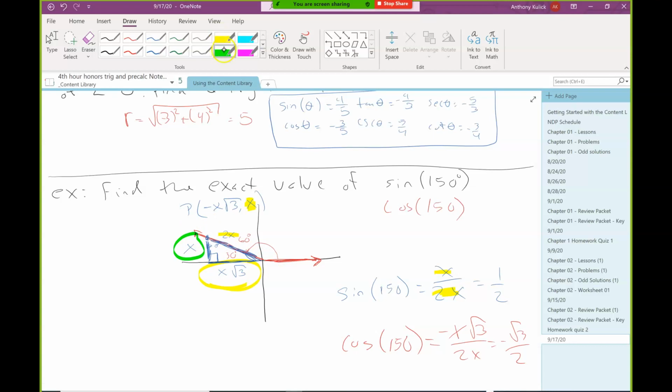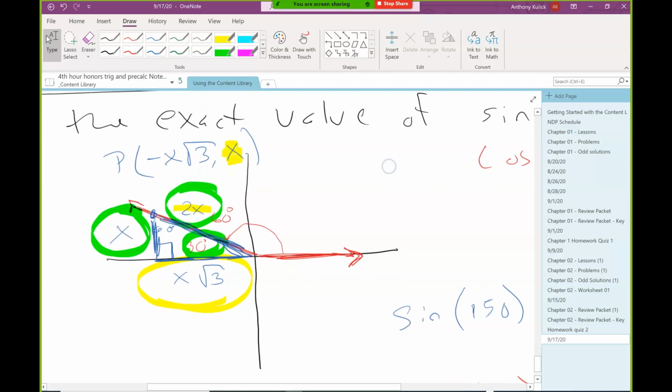Alternatively, we can think about just using our right triangle definitions, using that 30-degree angle there. So it would be opposite over hypotenuse. Are you okay with that? I mean, I'm just confused on why using it from a 30 degree.